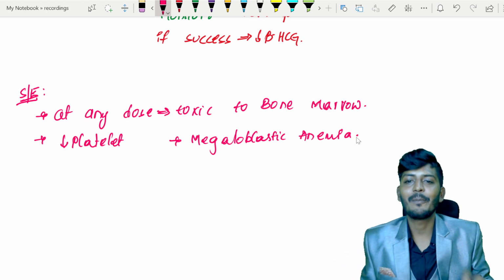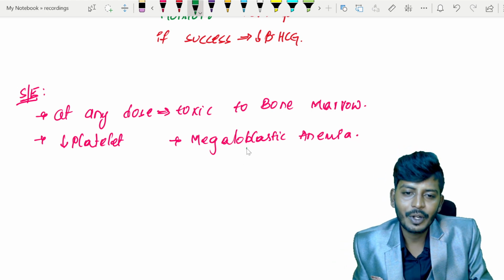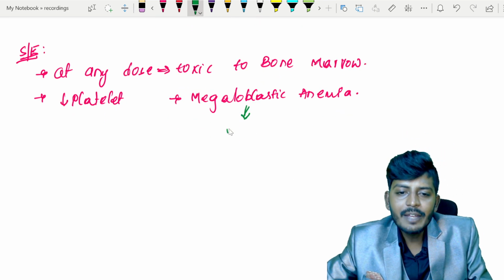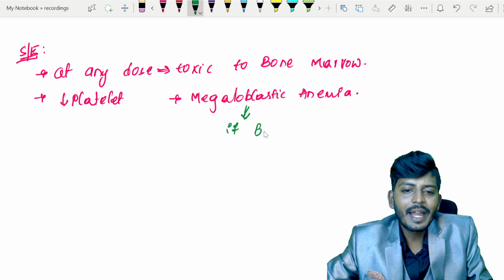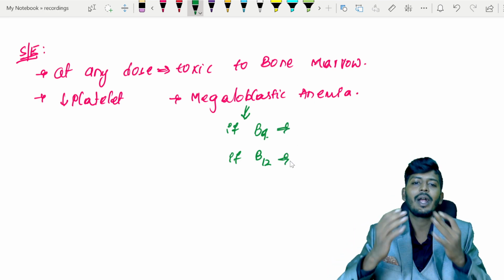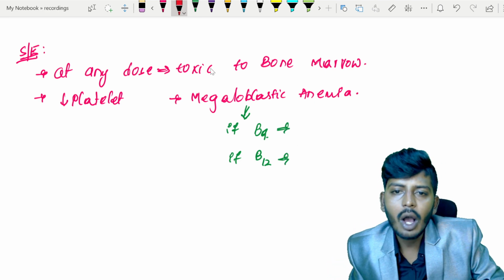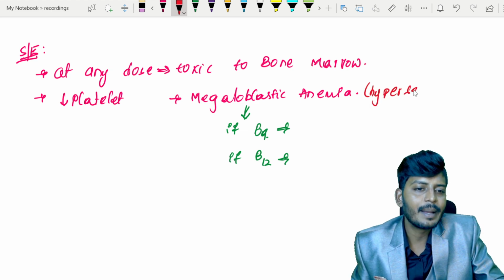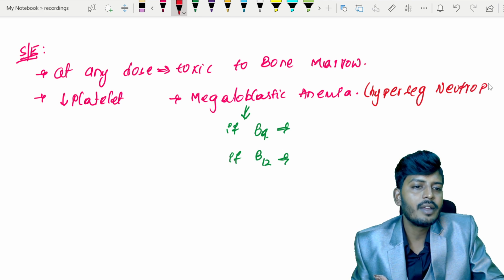folate. So in this megaloblastic anemia, again from the pathology point of view, I'd like to give you one hint here. So the megaloblastic anemia, if it is a folate deficiency, if it is B12 deficiency, so what are the biochemical parameters? In both of them, you are going to find megaloblastic anemia, and also in all the megaloblastic anemias, you are going to find one thing, that is your hypersegmented neutrophil. Hypersegmented neutrophil, that is very common with both folate and B12.